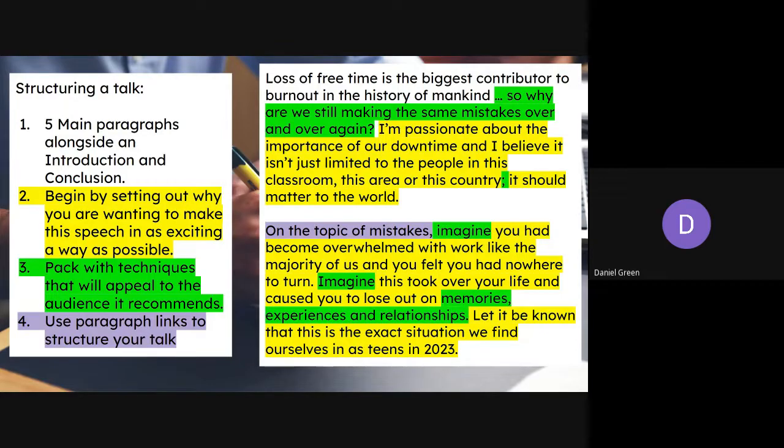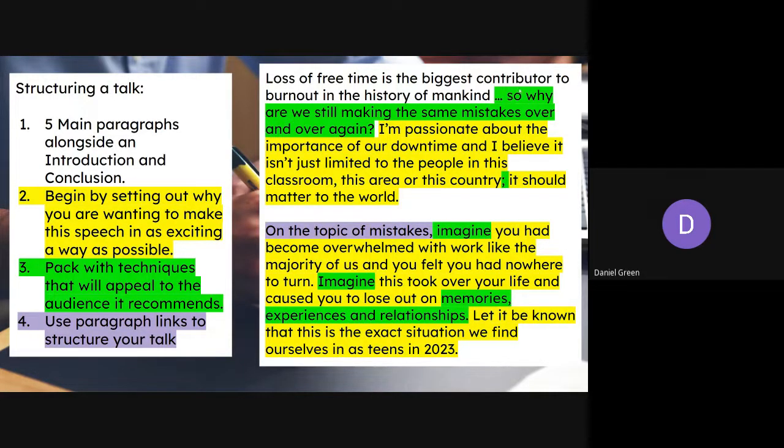2, begin by setting out why you're wanting to make this speech in as exciting a way as possible. Don't start off by saying, I am here to talk to you today, because it's very boring and it's going to make your speech the same as everybody else's. 3, pack it with techniques that will appeal to the audience it recommends. And 4, use paragraph links to structure your talk. And what I mean by that is what I'll show you in a minute.